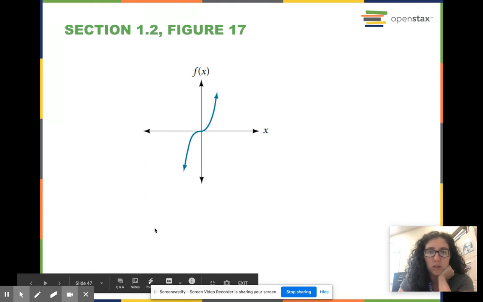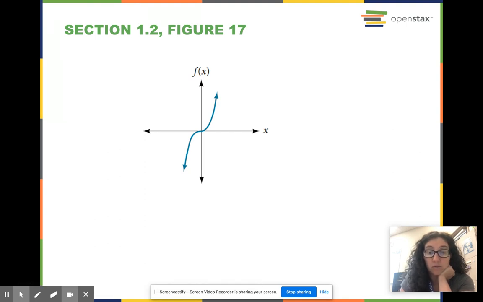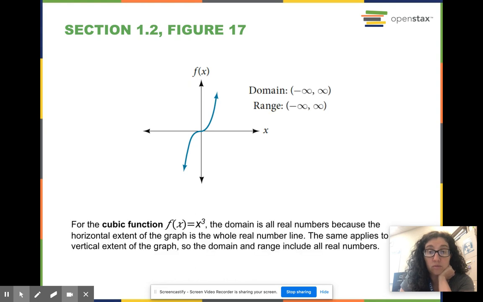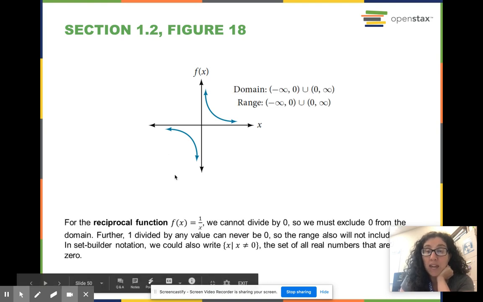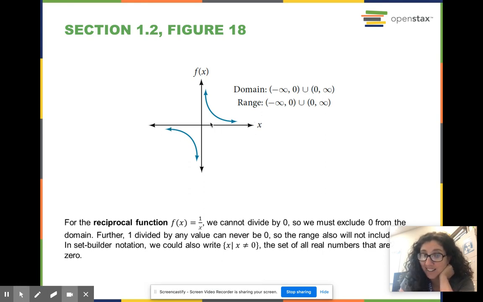All right, how about this one? What function is this? That's x cubed. Domain, negative infinity to infinity. Range, negative infinity to infinity. What's this one? This is the reciprocal function. And the domain is almost all real numbers, right? But there's an asymptote here. It doesn't include 0, right? So for the domain, we're going to have to use union notation: from negative infinity to 0, 0 to infinity, with curved brackets there because it doesn't include 0. And the range is going to be similar.